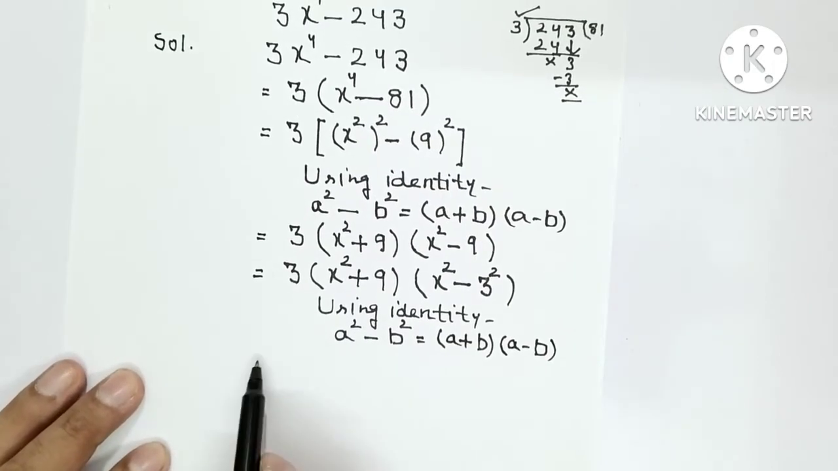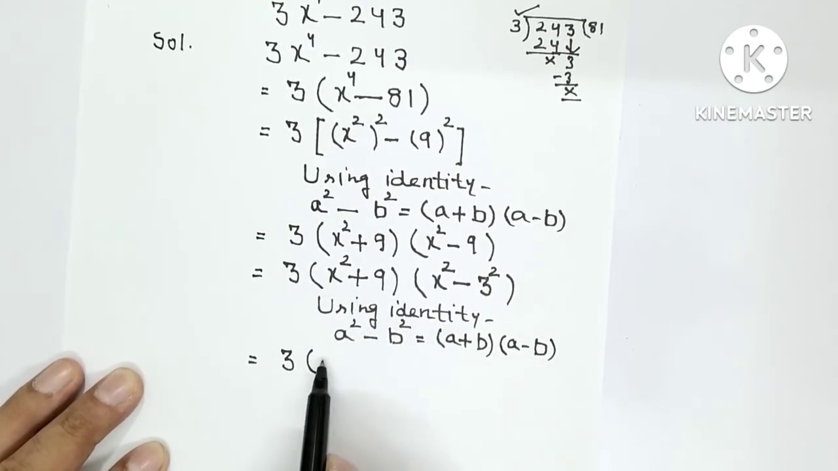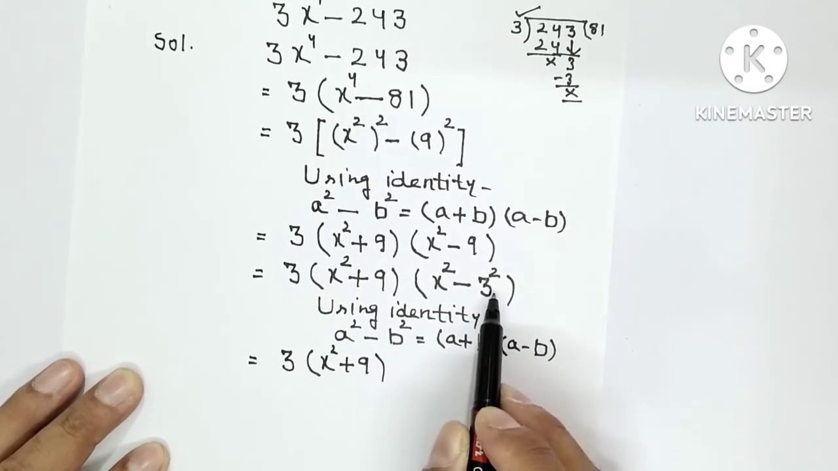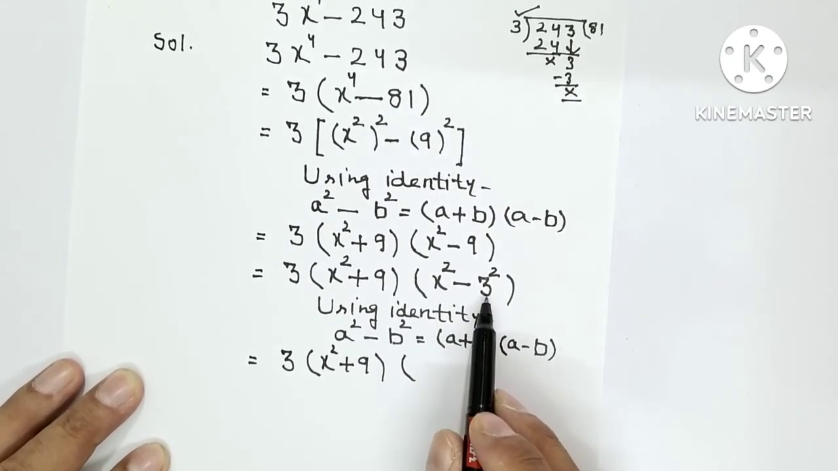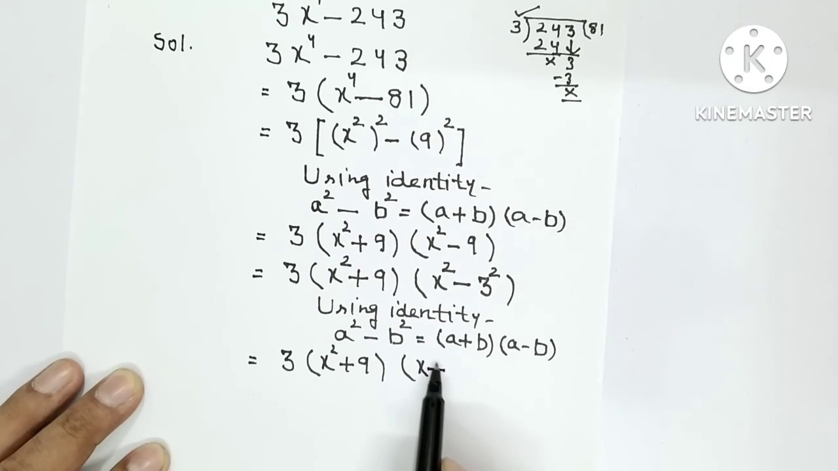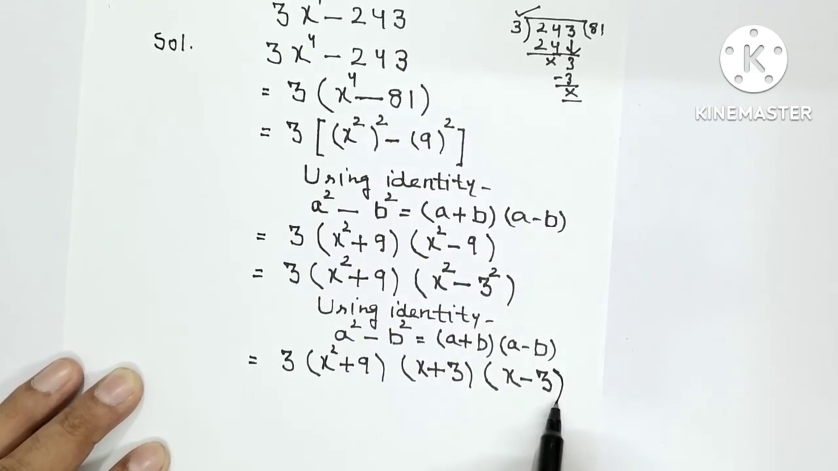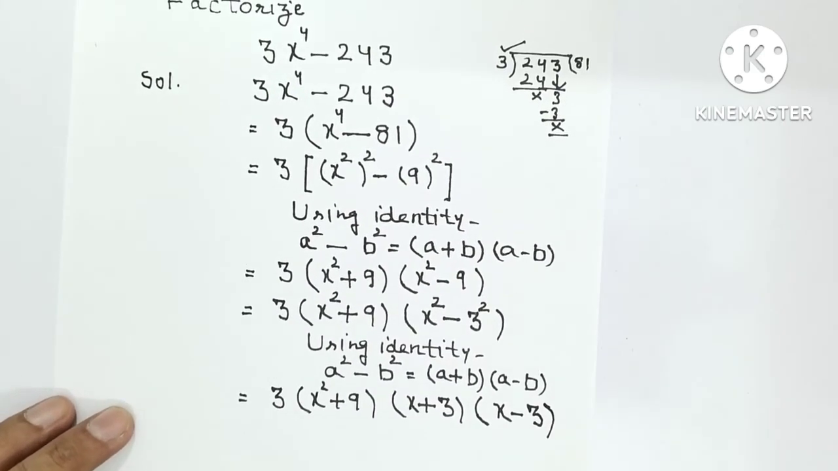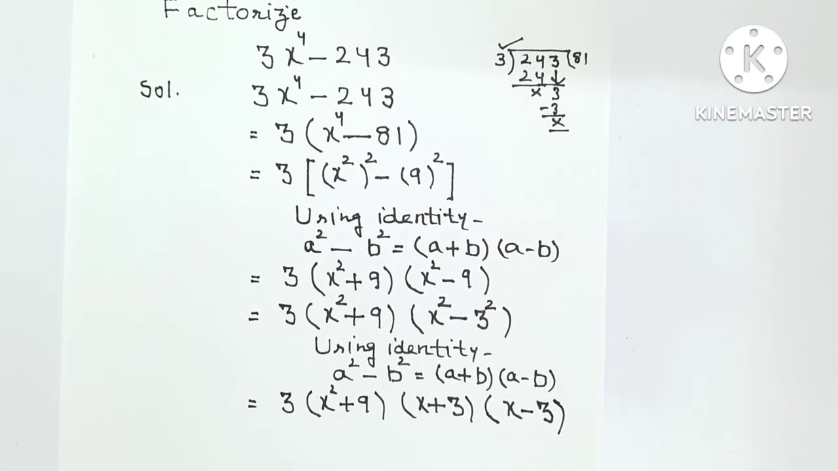Now 3 will remain 3, into x square plus 9 will remain x square plus 9. It is a square minus b square, so in place of a we have x, in place of b we have 3. So a plus b means x plus 3, into a minus b means x minus 3. So this is the solution of this question. The identity a square minus b square has been applied 2 times. So hope you have understood the solution of this question. Thank you.